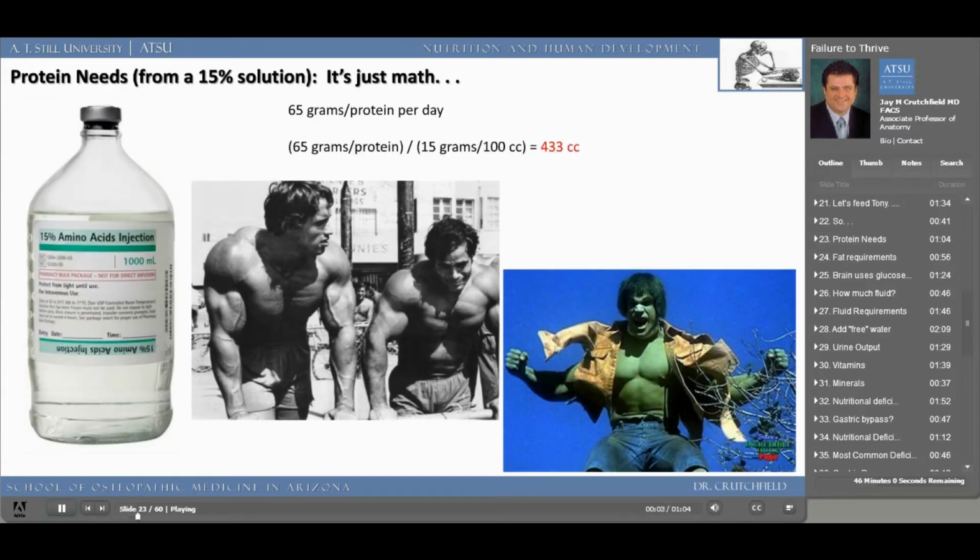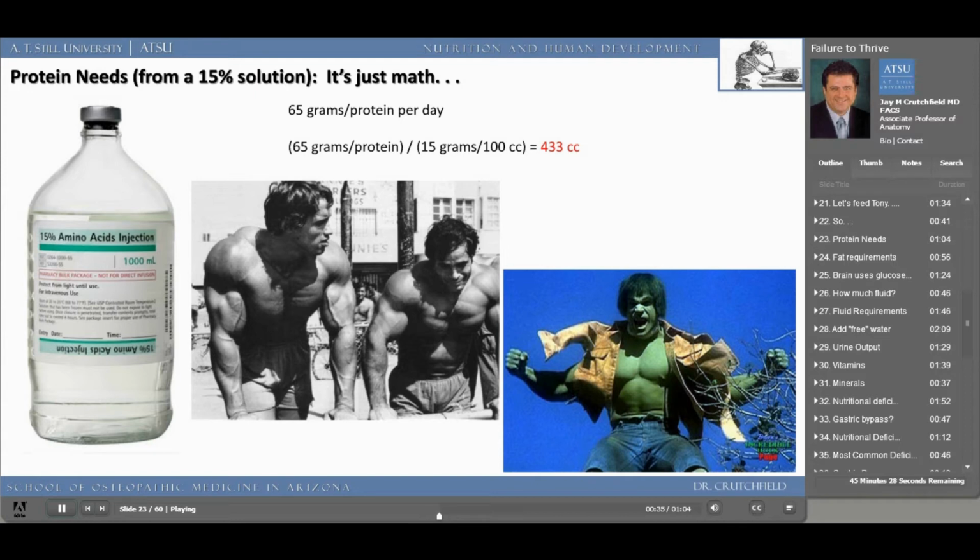Let's ask the pharmacist to mix this up. Now, I'll tell you that today the pharmacist has a machine and he just punches these numbers in. But let's assume that you're out in the middle of nowhere and your hospital can't afford one of these machines, and you have to figure this up. So Tony needs 65 grams of protein a day, and we're making it from that 15% solution. So if you do the math and do this until you understand where it comes from, I'm not going to be your math teacher, 65 grams of protein a day will give us 433 cc's from this vial that we need.